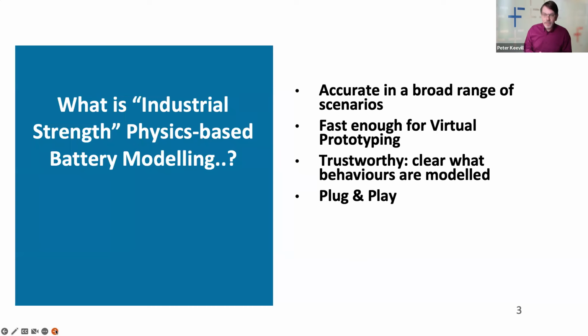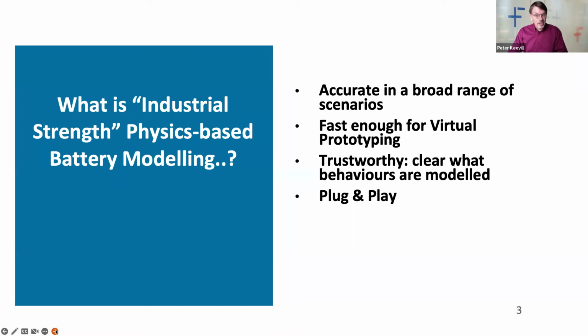So what is industrial strength? First of all, it is accurate. That's what physics-based is bringing. Accurate in a broad range of scenarios. And accurate, to put a rough number on it, we're generally talking within 1% of a real cell, within 1 or 2% in that broad range of scenarios. It's fast enough for virtual prototyping, and when we dug in and explored further, that number comes out as 10 times to 100 times real time. So that seems to be the useful range for simulators for virtual prototyping.